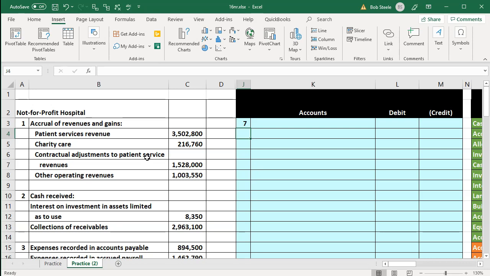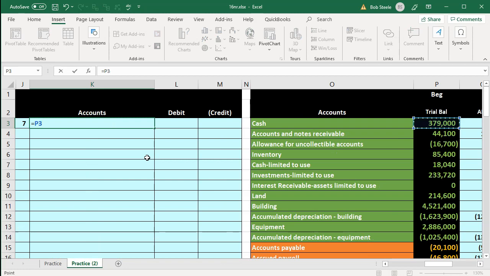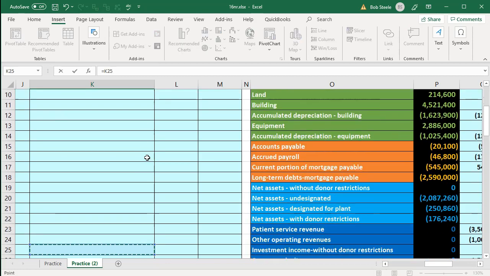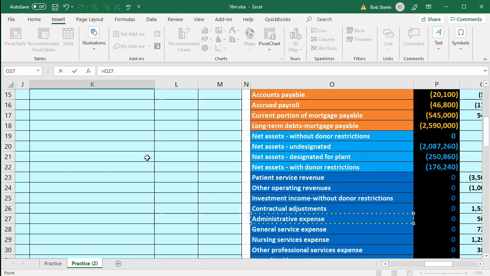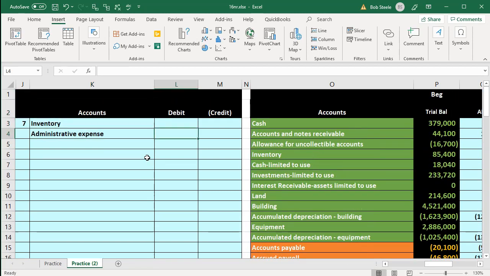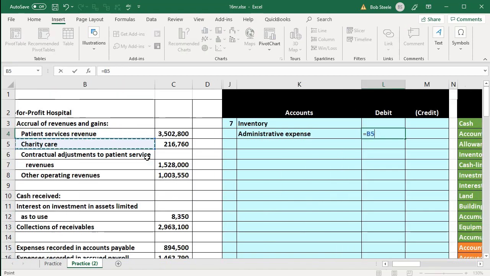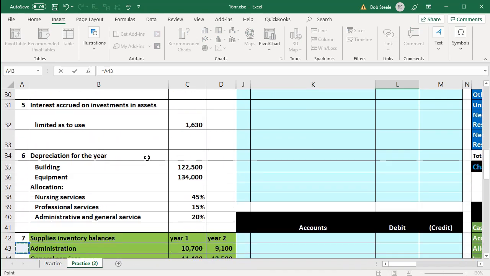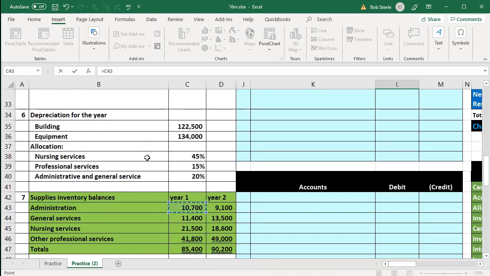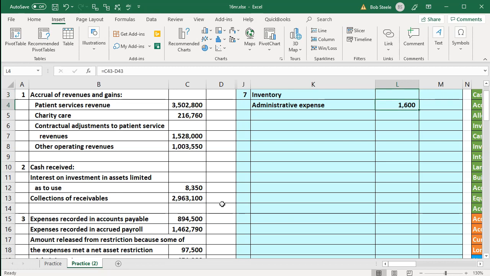So we're going to say this is going to be number 7, and inventory then is going to be increasing. So we have actually an increase in inventory. And then we're going to be picking up the expense side of things, which is going to be equal to the administrative expense down here. And then I'm going to make a formula in order to calculate what should go in these cells. So the administrative expense is going to be equal to, scrolling all the way back down, we have the administrative expenses. We're going to subtract out the year 1 minus the year 2. And we're going to pick up the difference, that difference being the 1,600.